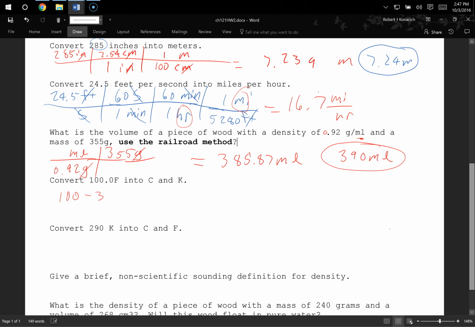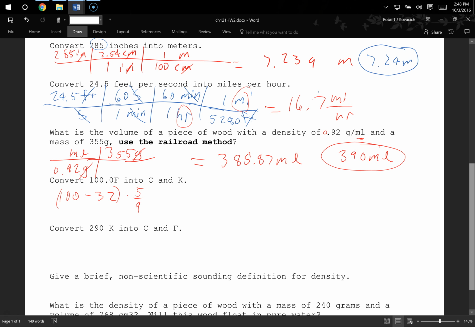100 minus 32, and then 5/9. I know it has to be 5/9 because what happens to the Fahrenheit number when I turn it into Celsius? What happens to the size of the number? It gets smaller. So I know I'm going to subtract off 32 and multiply by the fraction 5/9 instead of 9/5, which would make it bigger.